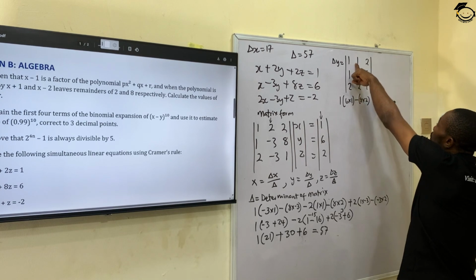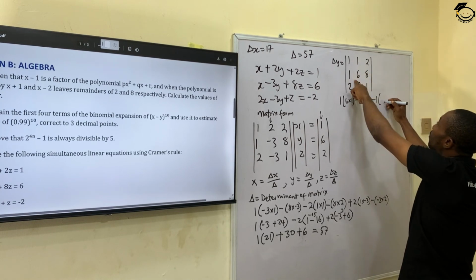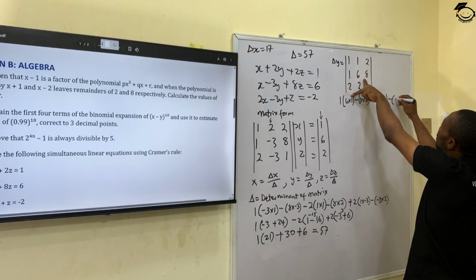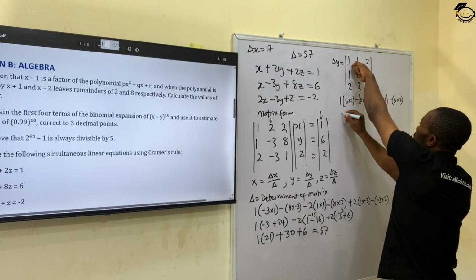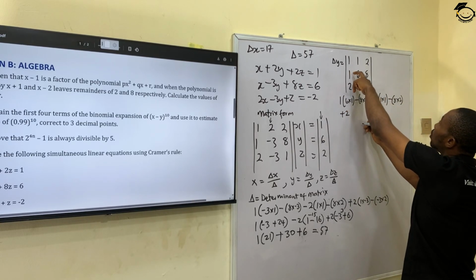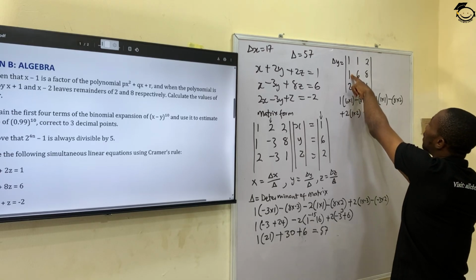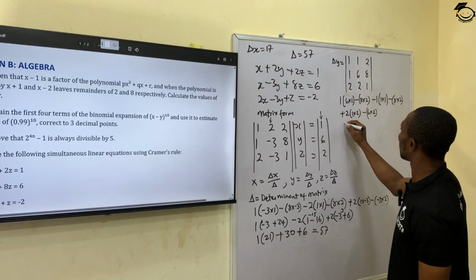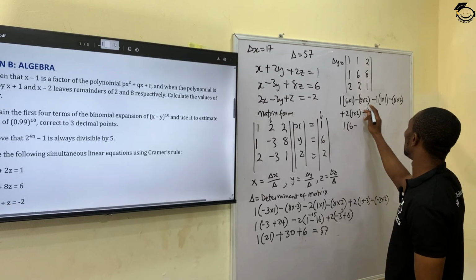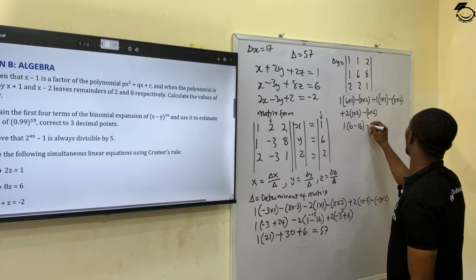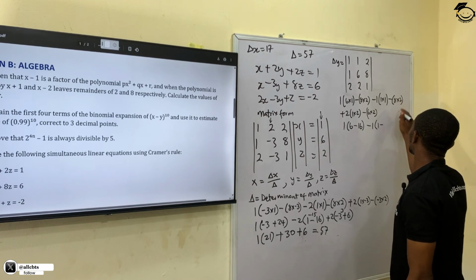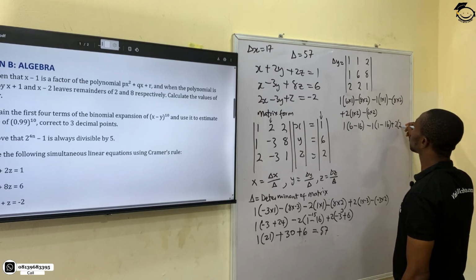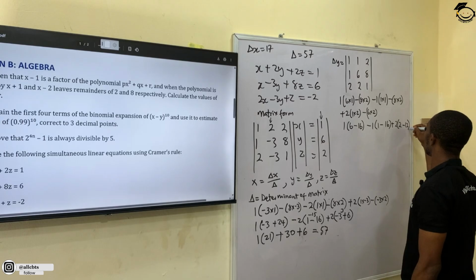Now, 1 is constant, minus 1 times 1 minus 8 times 2. 2 is constant, plus 2. So this becomes 1 times 2 minus 6 times 2. Okay? Now, this will give us 1 bracket 6 minus 8 times 2, 16, minus 1 bracket 1 minus 8 times 2, 16, plus 2 bracket 2 minus 2 times 6, 12.